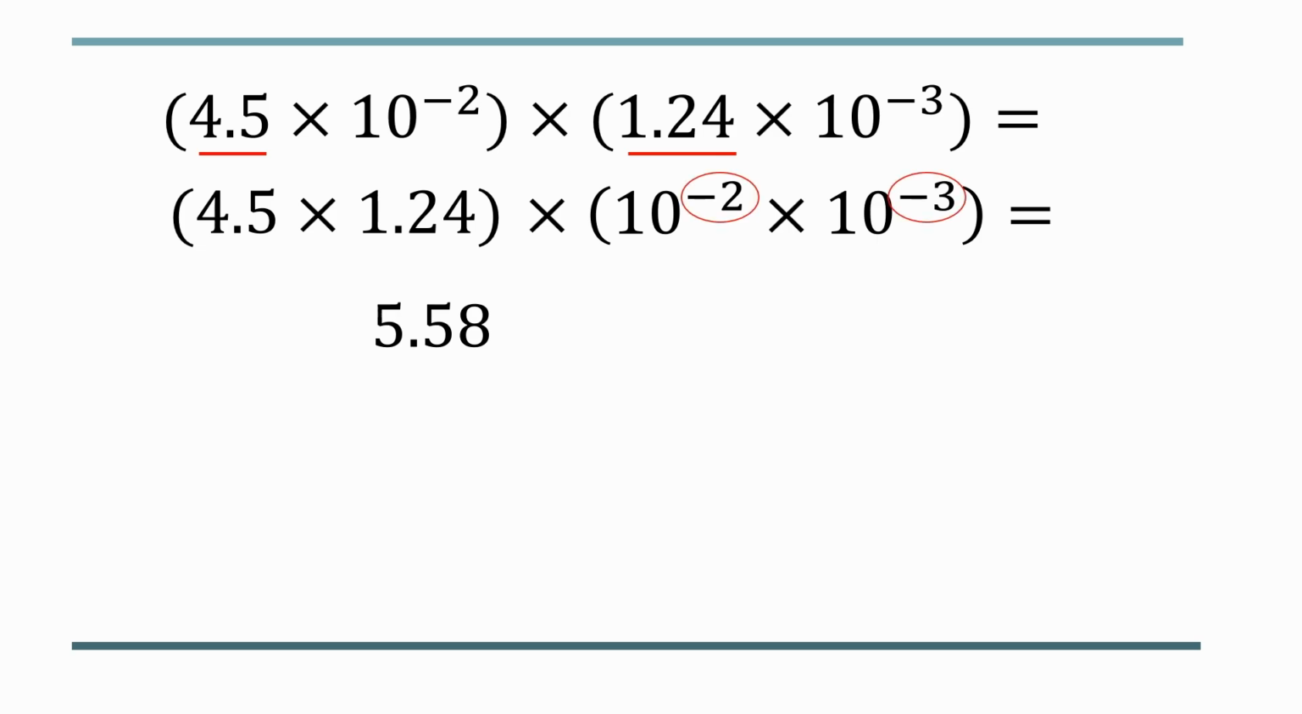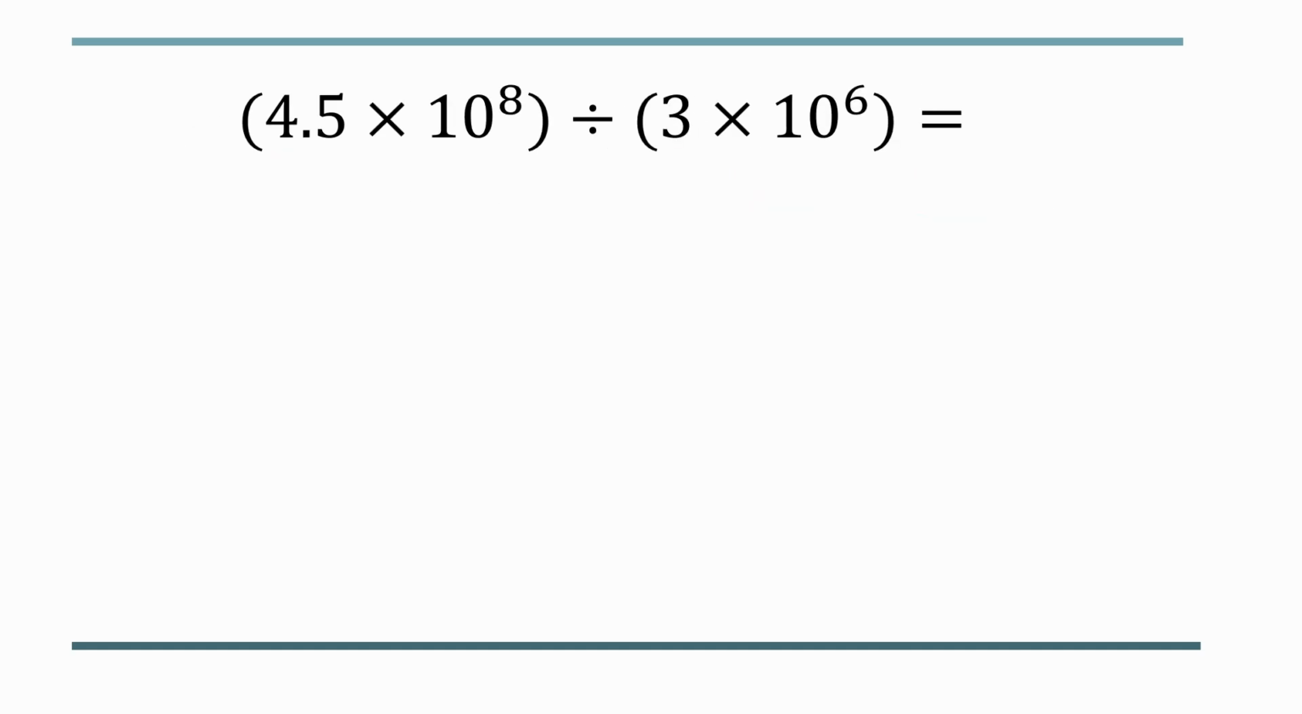-3 minus 2 equals -5. Remember, we can only add indices like this to multiply powers when the powers have the same base. In this case, the base is 10. The result is already in standard form. We are done. Let's calculate this quotient.